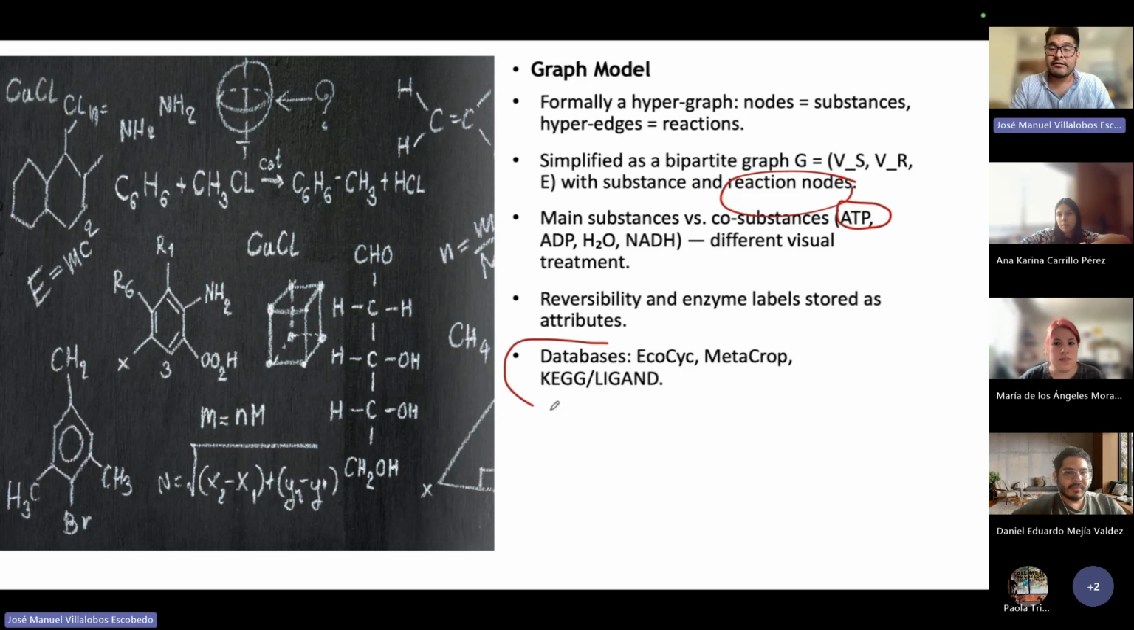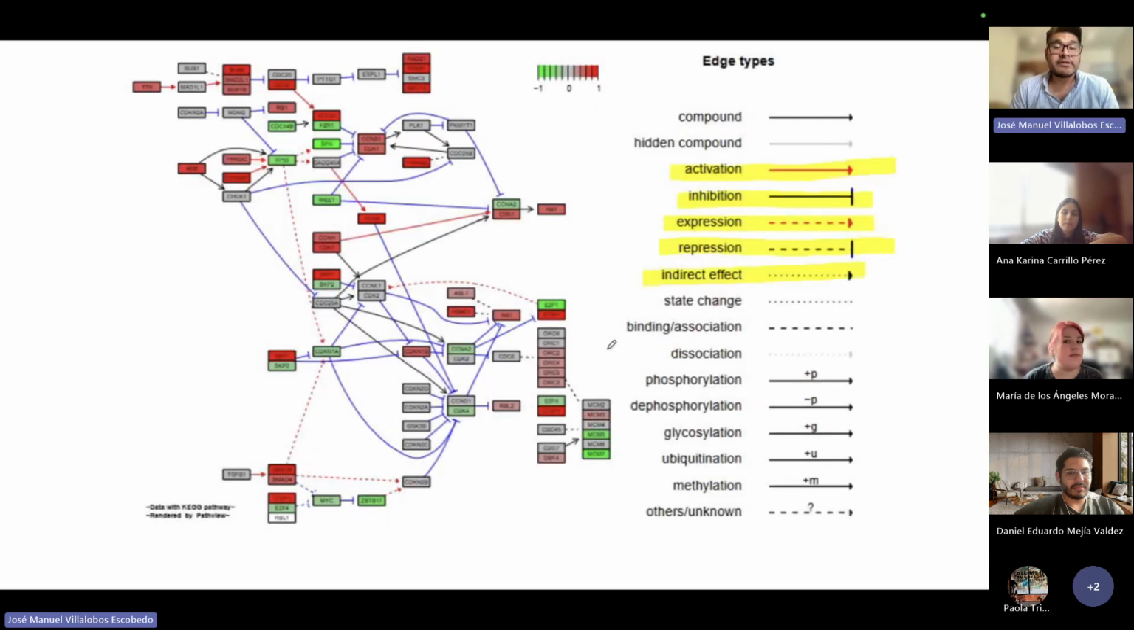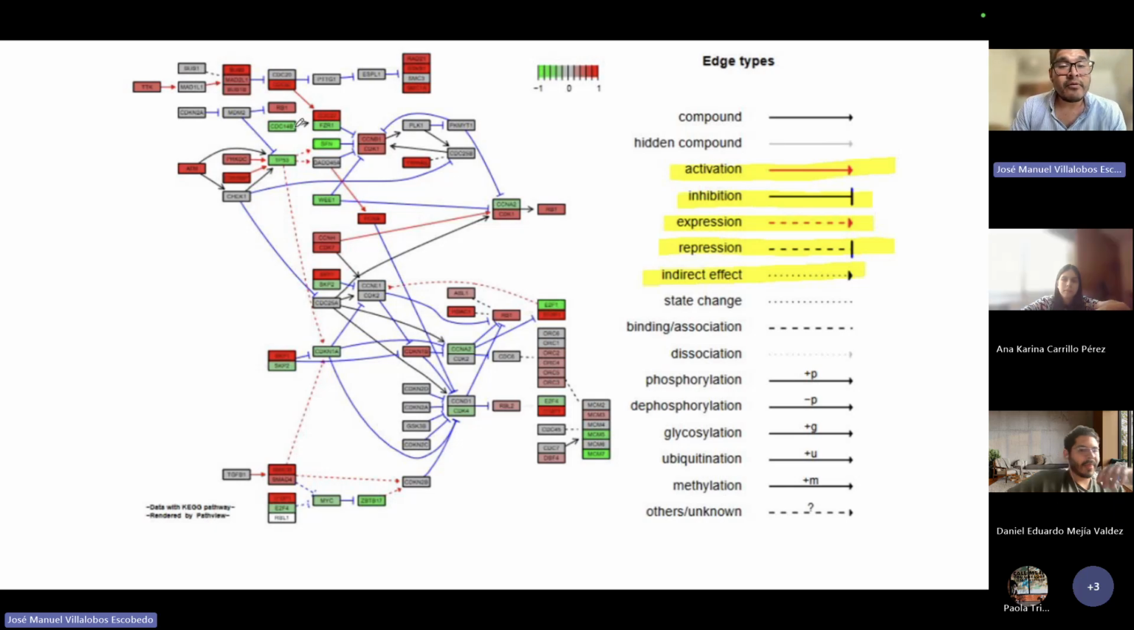So, for example, you can see some of these examples in these databases, and we will see some of them in our next class. For example, here, this is a metabolic network where you can see one protein that is starting one reaction, and this reaction is stopping this reaction. And we can see different representations like compounds, activation, inhibition, expression, repression, indirect effect. And we can see, for example, phosphorylation, dephosphorylation, and all of them are different representations of edges in this kind of network of metabolic reactions.